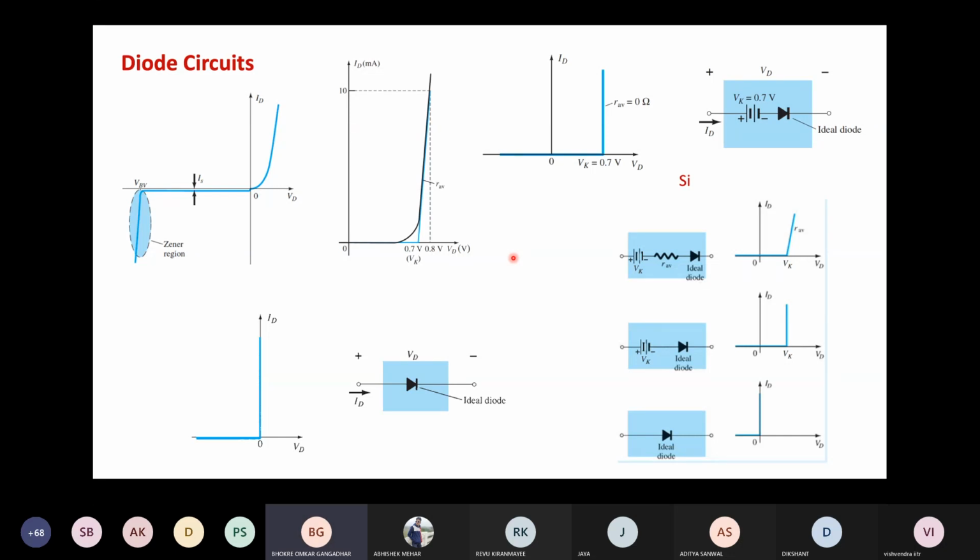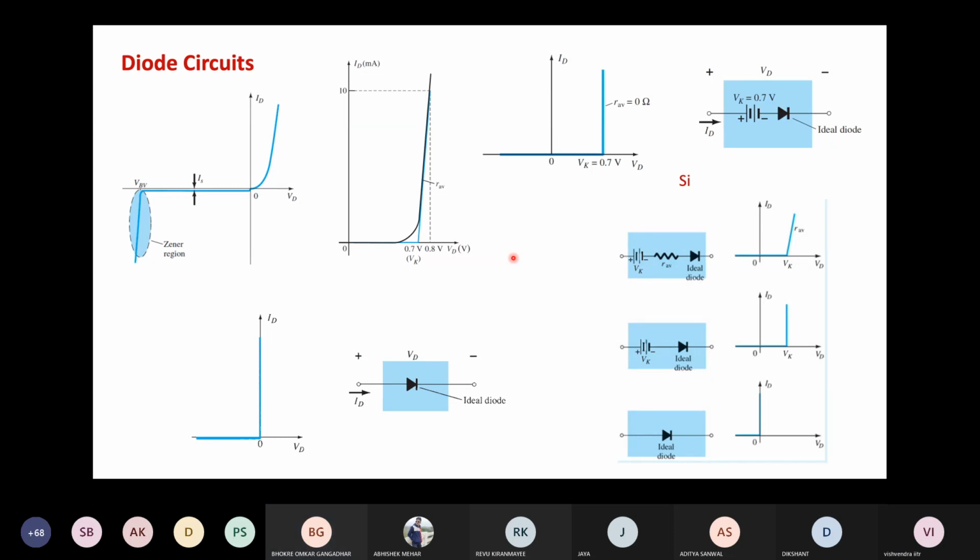Student: R average and cut-in voltage are of the diode, right? Yes, for the diode. For a silicon diode, the cut-in voltage will be 0.7 volts, and R average is a few tens of ohms.